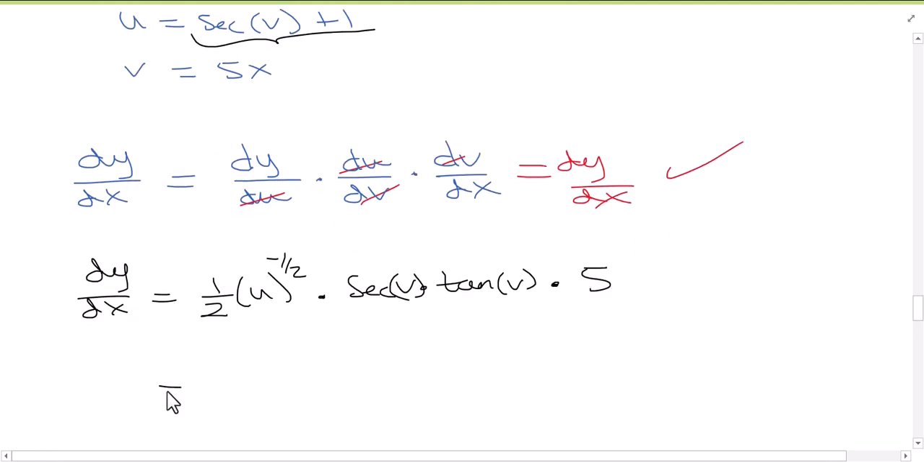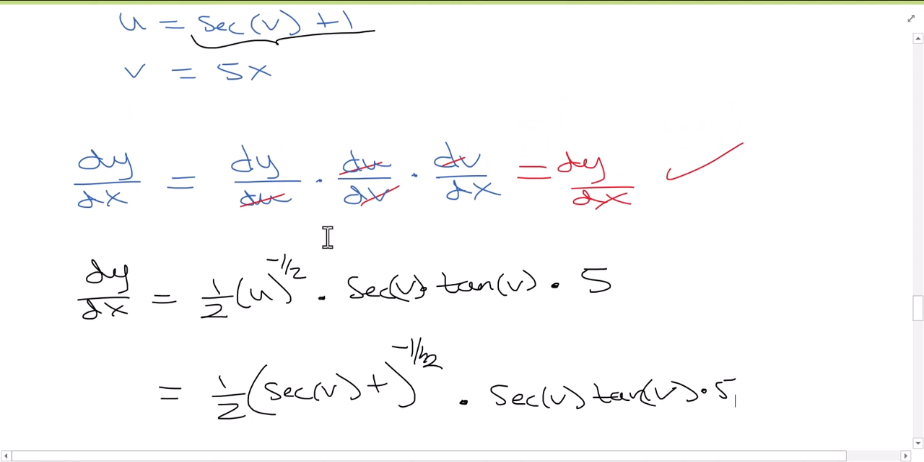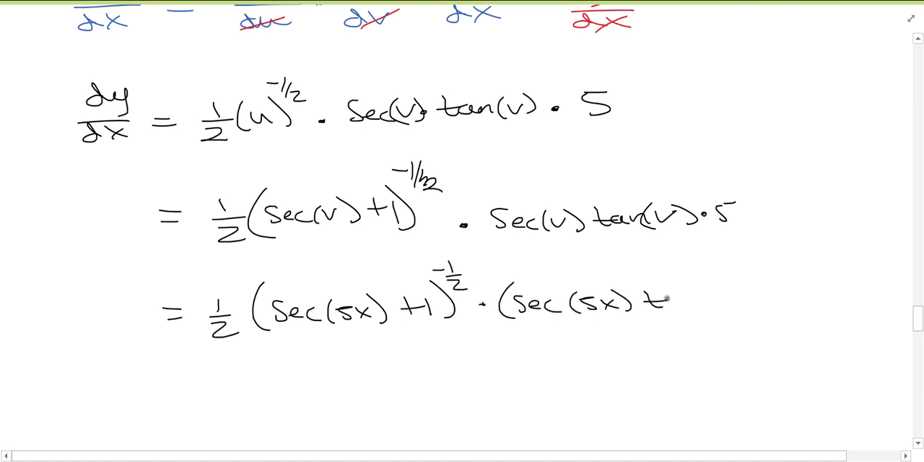And now let's plug everything back in. So this will be 1/2. What was u? u is secant of v plus 1. So this is going to be secant of v plus 1 to the negative 1/2. And then I have times secant of v, tangent of v times 5. And now what is v? v is 5x. So this becomes 1/2 secant of 5x plus 1 to the negative 1/2 times secant of 5x, tangent of 5x, and then times 5.